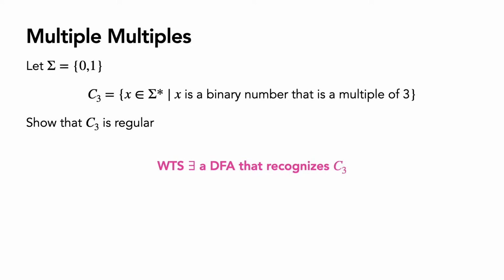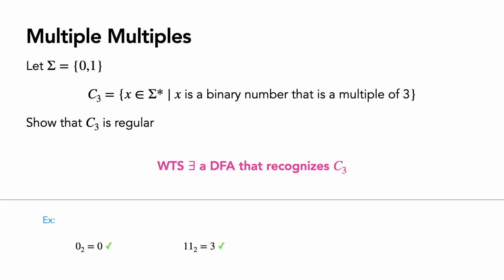So before we do that, I just want to go over a few examples of what is in C3 and what's not in C3. So, we have 0 first. 0 is a multiple of 3. We have 1, 1, which is 3 in binary. That's obviously a multiple of 3. We have 1, 0, 0, which is 4 in binary, which is not a multiple of 3. But I think the most interesting one is epsilon, which, for convenience's sake, I'm just going to say is in C3. And this just makes it a little bit easier to construct the DFA later on. And also intuitively, you can just think empty string, basically 0, also a multiple of 3, and everything will work out fine.